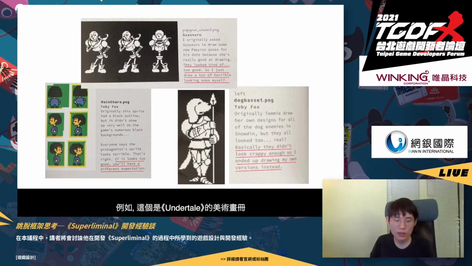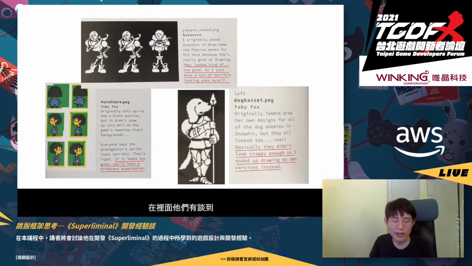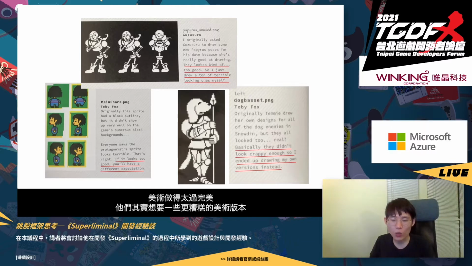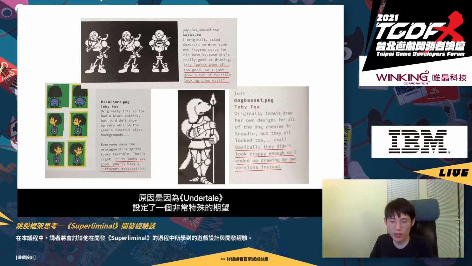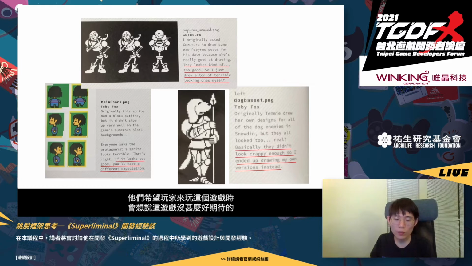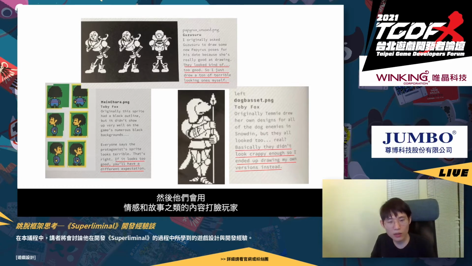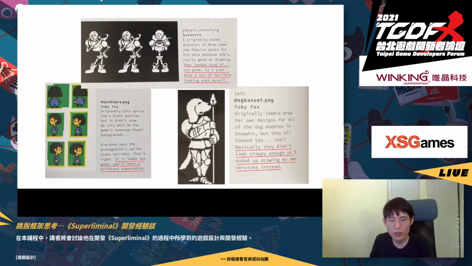For example, this is Undertale's art book, and in it they talk about having art that's too good, and they actually wanted some crappier versions of their art instead. The reason is because Undertale is setting a very particular expectation, right? They want players to come into the game thinking that it's not going to amount to much, and then they're going to slap them in the face with emotion and story and all that. Because the game has this type of subversive tone, it definitely works for the game.